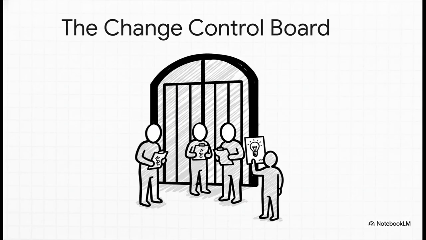So, who makes that big final decision? Well, that's the job of the Change Control Board, or the CCB. Think of this group as the project's gatekeepers. They're usually made up of developers and other key stakeholders, and they're the ones who look at all the analysis and make the final call on whether a change goes forward or not.